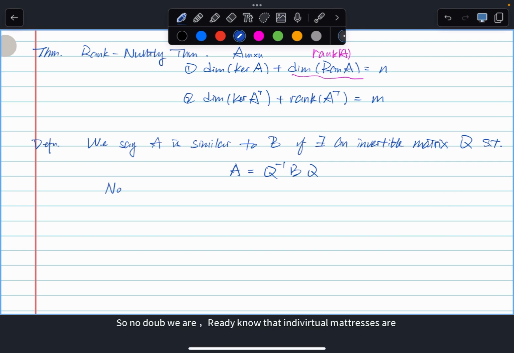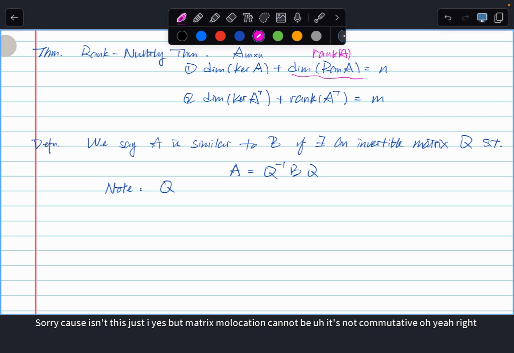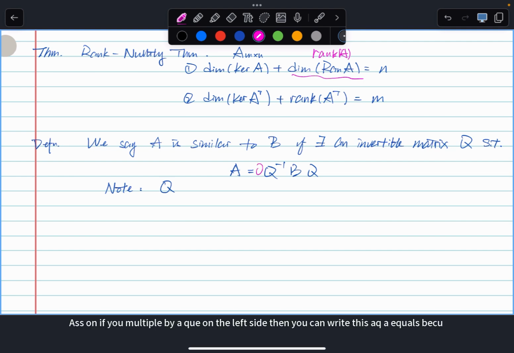So note that we already know that invertible matrices are square matrices. Wait, isn't this just I? Yes, but matrix multiplication is not commutative. Oh, yeah. Right. Okay. But you can write this as, if you multiply by a Q on the left side, then you can write this as QA equals BQ.